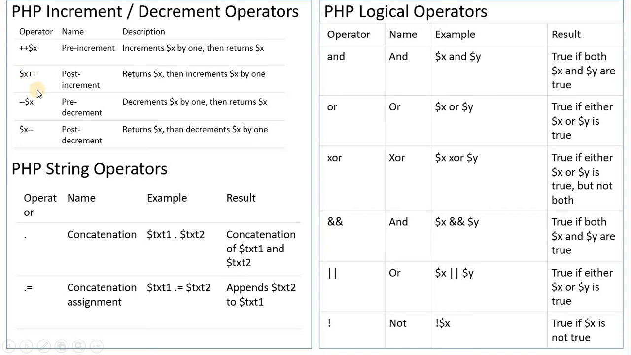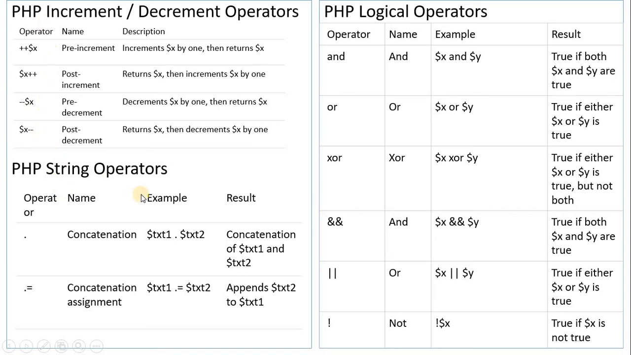Similarly, we have pre-decrement and post-decrement. Pre-decrement decrements the value by 1 and then prints the value of x, whereas post-decrement prints the value of x and then decrements it by 1. So these are the 4 different increment and decrement operators in PHP.